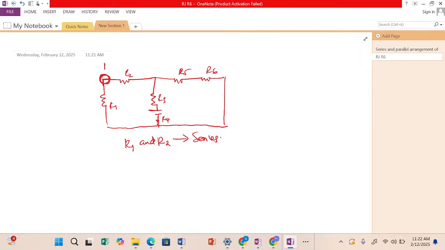So that is not a node. When current gets to this point, current is not going to split. It's not going to divide, or it's not going to add. So this is not a node. Please take note. This is not a node, right? Good. So we can say that R1 and R2 are in series.